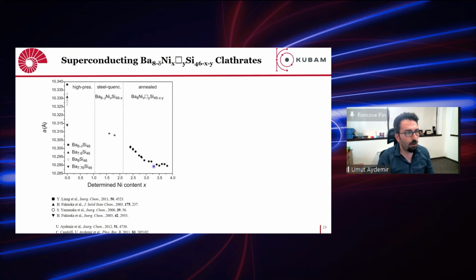Okay, so here we determined how the lattice parameter changes for different types of clathrates, starting from barium 8, silicon 46. This is also a clathrate with a TC of 8 Kelvin. Here there is no nickel, here there is a little bit of nickel, and here we have higher nickel content, and these are the determined nickel contents. Barium 8, silicon 46 was obtained at high pressure, so this is not from us, but from the literature. The low nickel content ones were obtained by steel quenching, and the high nickel content ones were obtained by solid state annealing.